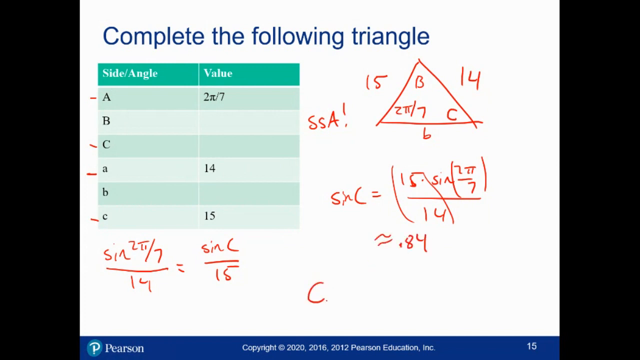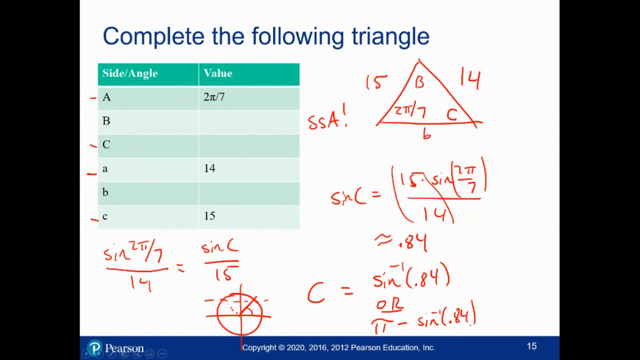Okay, so then what are possible values of C? Remember, SSA is an ambiguous situation. So in our unit circle, I have a height of 0.84. My quadrant 1 solution is exactly going to be the arcsine of 0.84. But the other solution is going to be pi minus that. If you're in degrees, it'll be 180 degrees minus it.